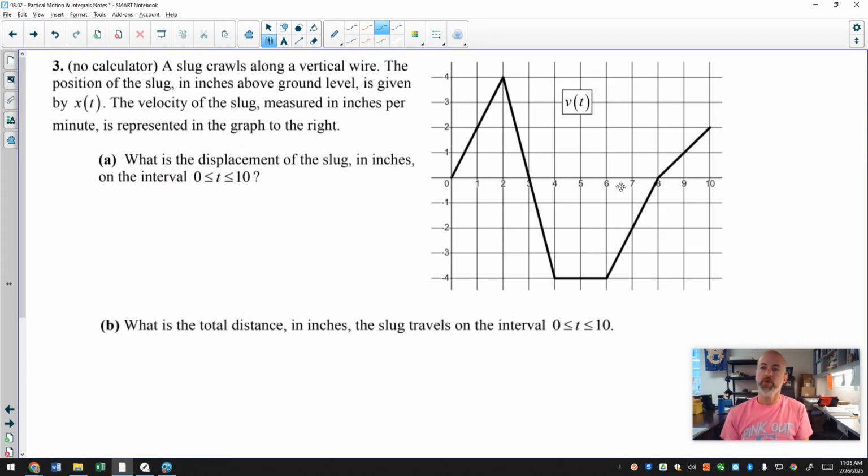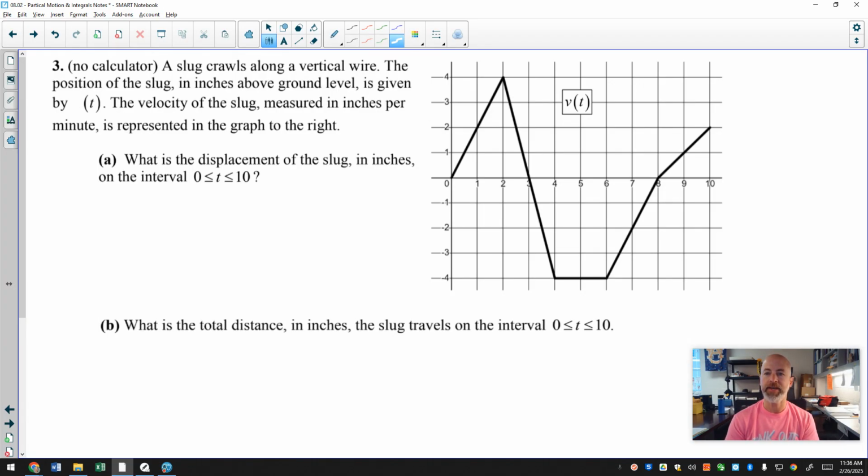Now let's look at this one, because we have velocity this time presented as a graph, and it says we have a slug crawling along a vertical wire. The position of the slug in inches above ground is given by, this says x equals, and which is fine.